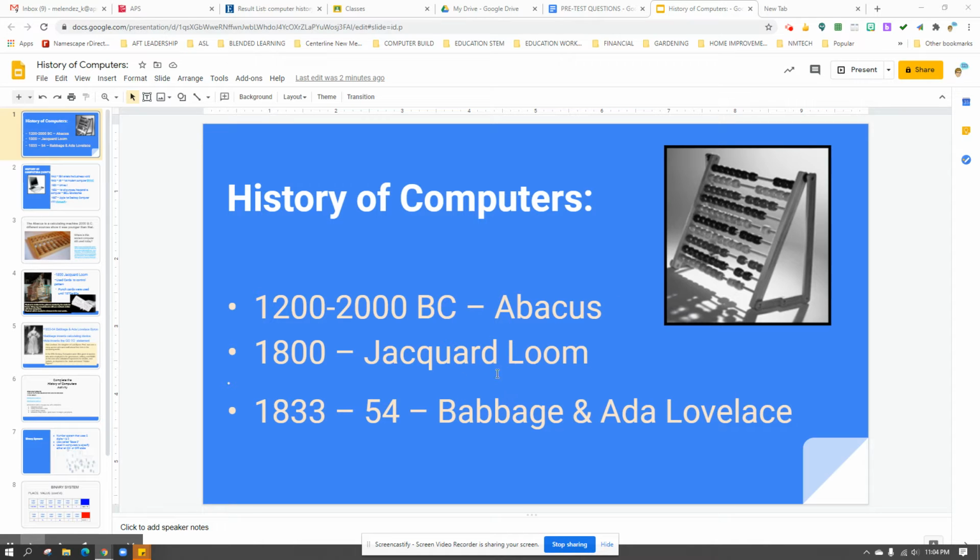Okay, the next thing we're going to look at is a Jacquard loom, which was built in 1800, and it used key punch cards or punch cards to design rugs and blankets and curtains and different things like that. Then in 1833 to 1854, Babbage and Ada Lovelace created a calculating machine. So let's take a closer look at some of these.